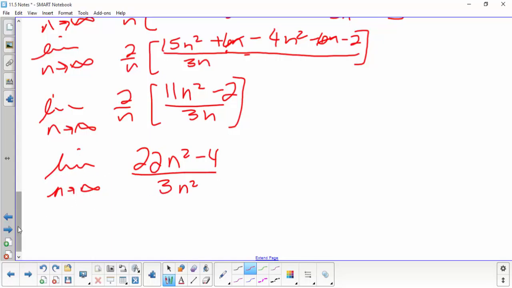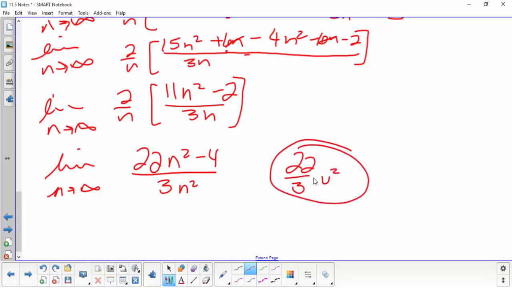Now we'll take the limit as n approaches infinity. Because our numerator and denominator are of the same degree, n squared, we take the ratio of the leading coefficients, so our area is 22/3 square units.